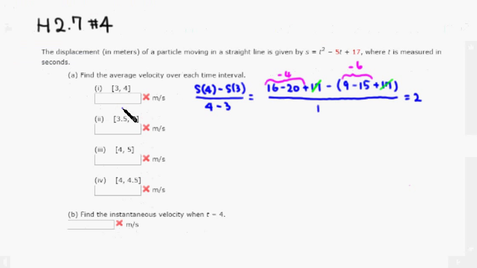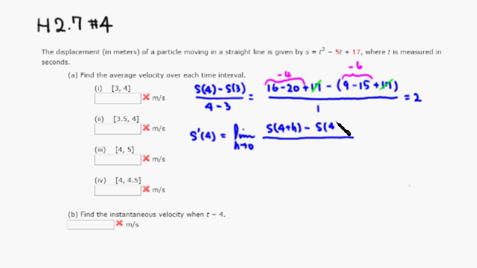Alright, so let's do part B. Part B is instantaneous velocity, so we are basically looking for s prime of 4. We can find that using the limit definition, as h approaches 0, of s of 4 plus h minus s of 4, all over h.